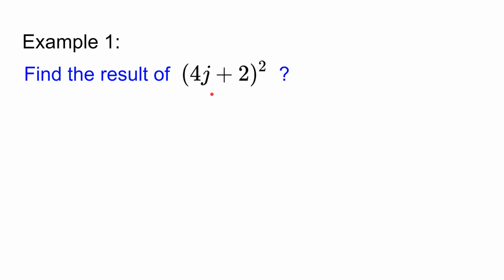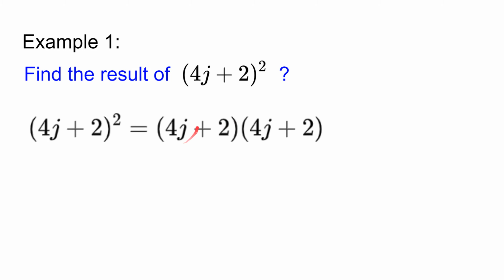Now, the second case, if you have this one, 4j plus 2 squared, which technically means it's times itself. That's what it means when you have the square. You'll notice now it's the same one and the same sign. They're not different anymore. You're going to see why it's a special case.